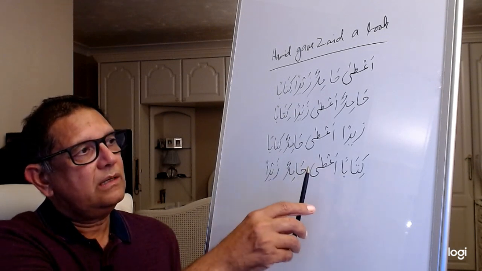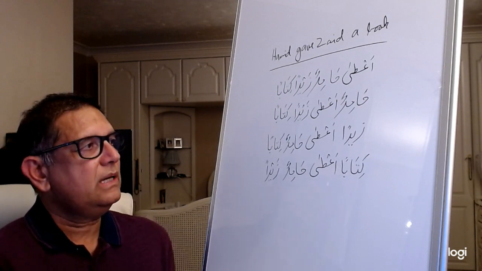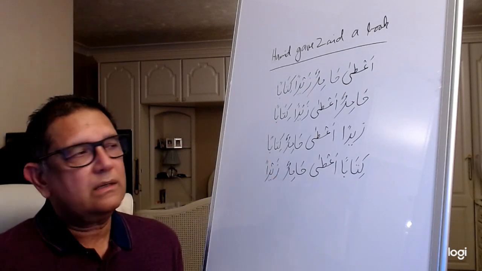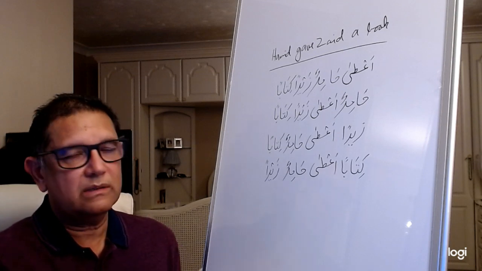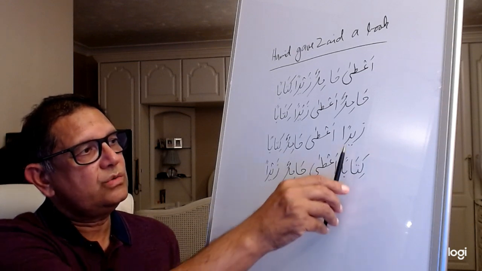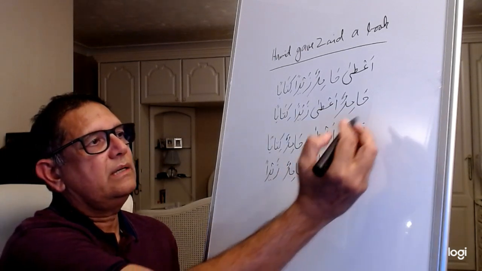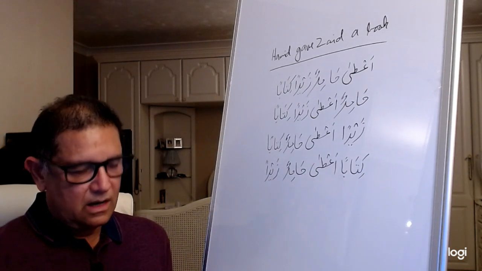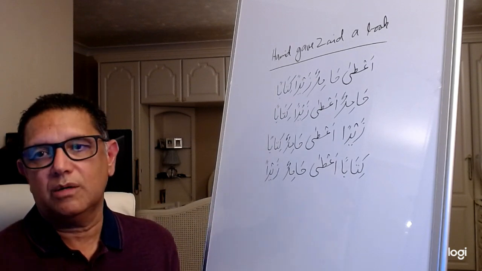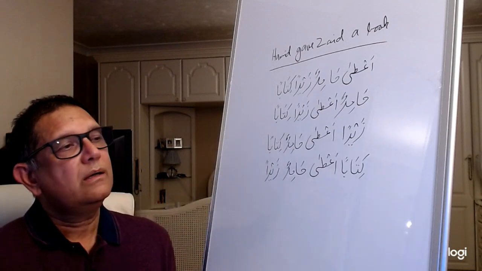If on the other hand my assessment is that the audience know that Hamid has given somebody a book, but they do not know exactly to whom Hamid has given that book, then I will use this construction and say Zaidan A'ata Hamidun Kitaban. It's Zaid whom Hamid has given a book. So Hamid has given a book only to Zaid, not anybody else.